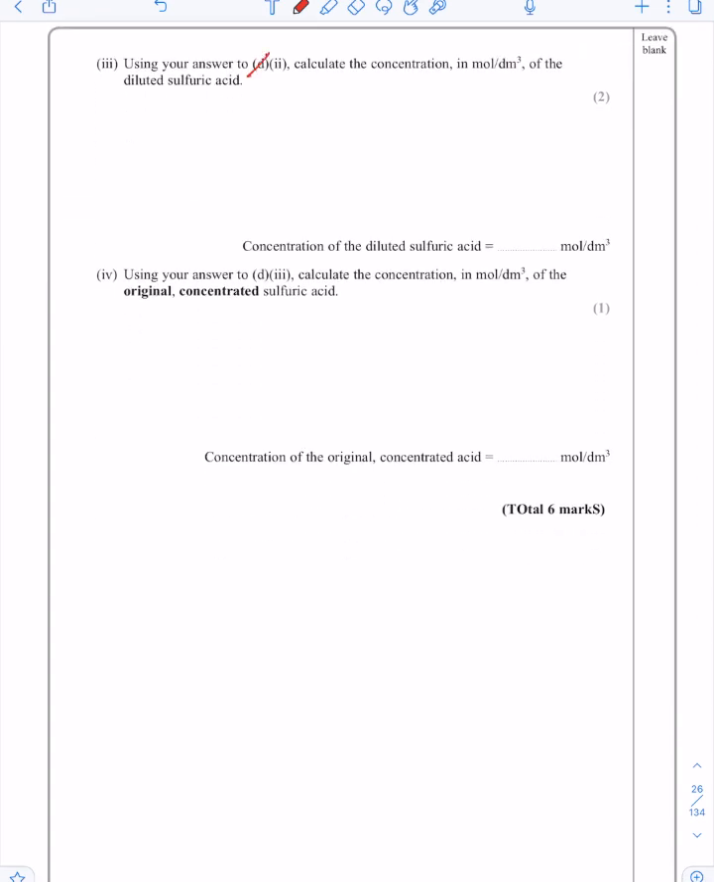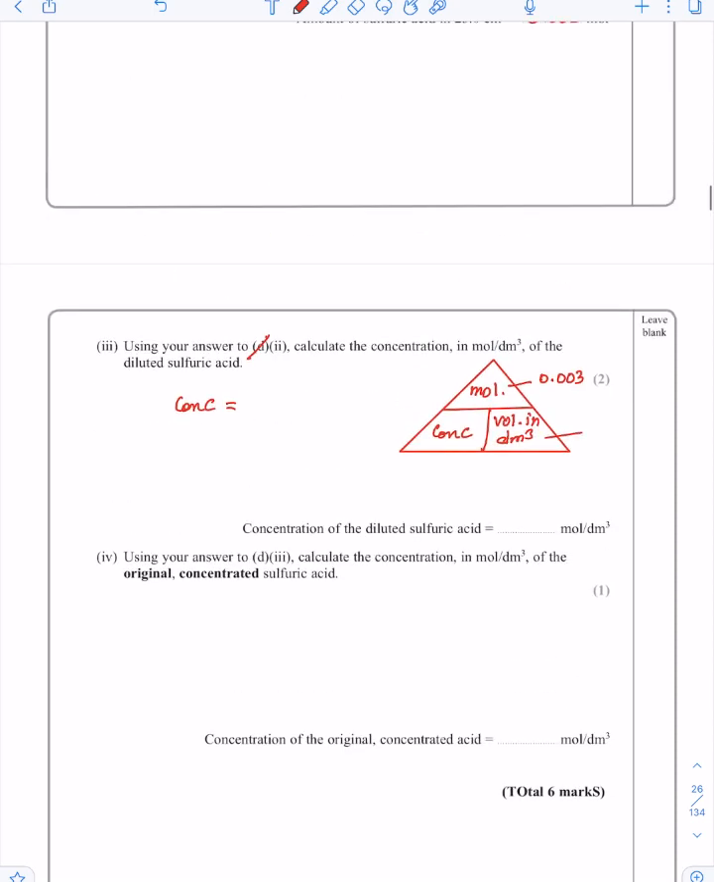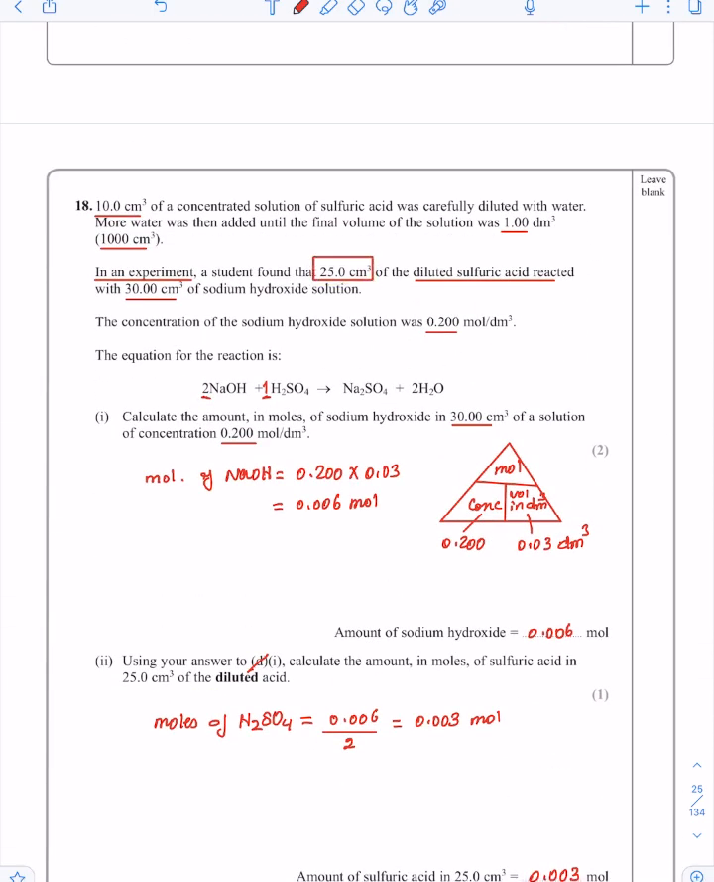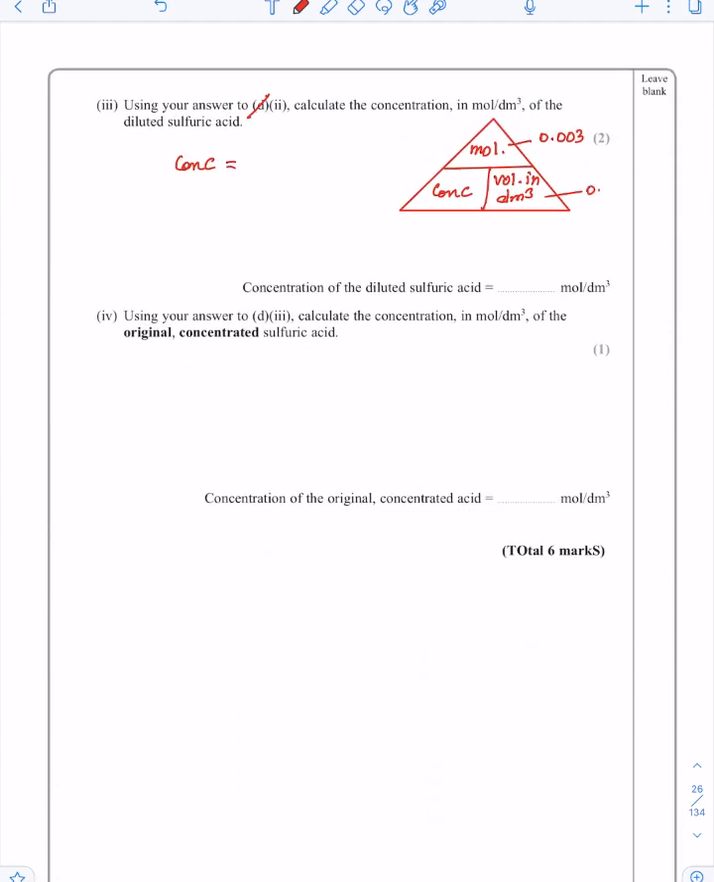Using your answer to double I, calculate the concentration in mole per cubic decimeter of diluted sulfuric acid. طيب احنا القانون بنقول ايه؟ بنقول ان ال concentration is equal to moles over volume in cubic decimeter. طيب احنا عشان نحسب ال concentration of dilute sulfuric acid محتاجين المولز اللي احنا مطلعينها من double I 0.003 ومحتاجين الفوليوم. طب الفوليوم كان كام؟ الفوليوم كان 25 cubic centimeter. هنعمله dividing 1000 عشان نحوله cubic decimeter اللي هو 0.025. يبقى كده ال concentration of diluted sulfuric acid is equal to 0.003 للمولز over 0.025، يبقى يطلع الانسر 0.12 مول per cubic decimeter. ده ال concentration بتاع ال sulfuric acid الدايلوتد.